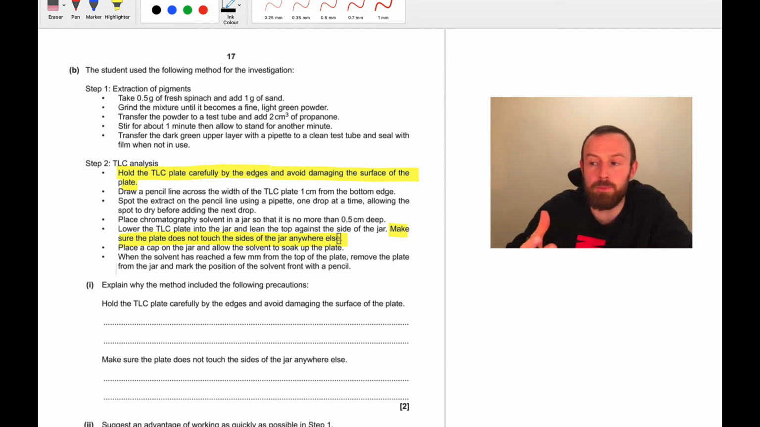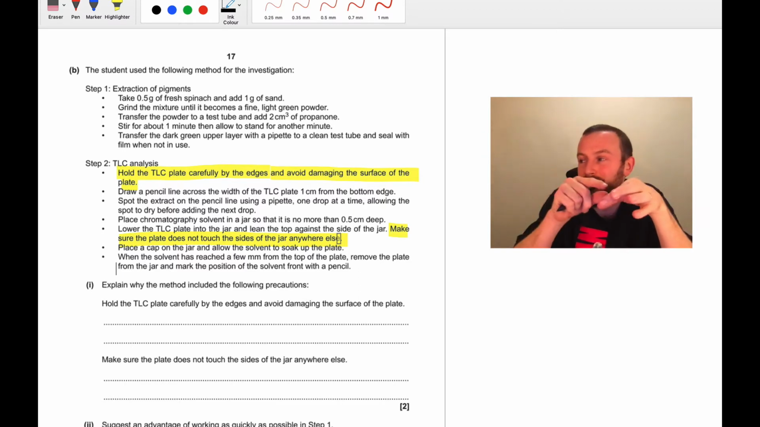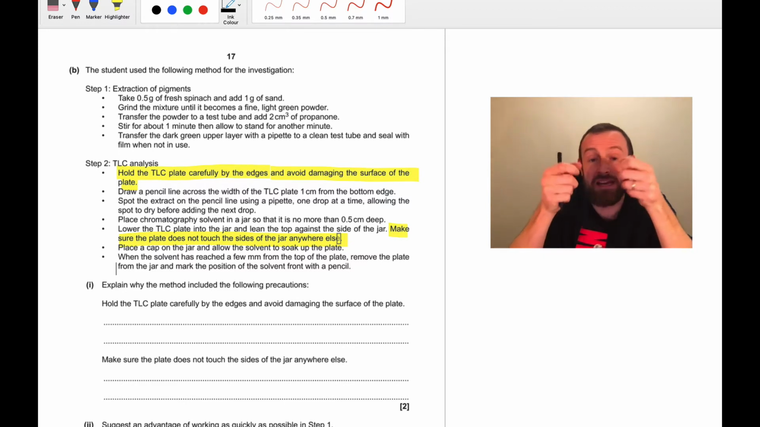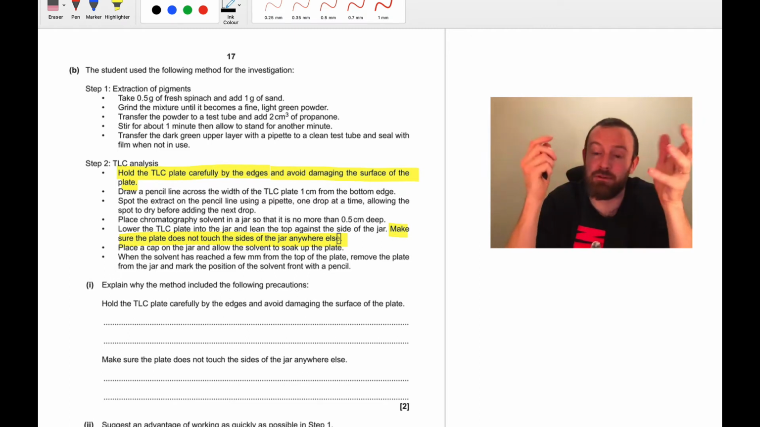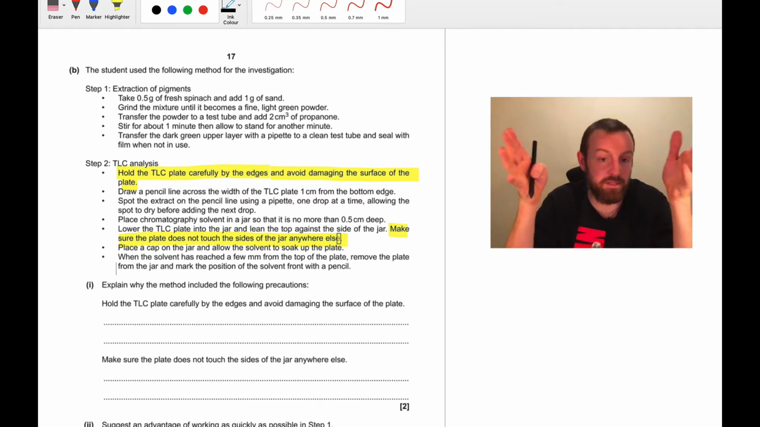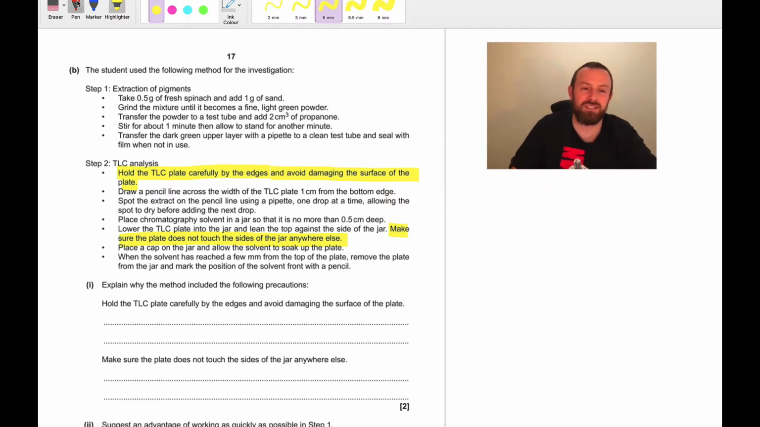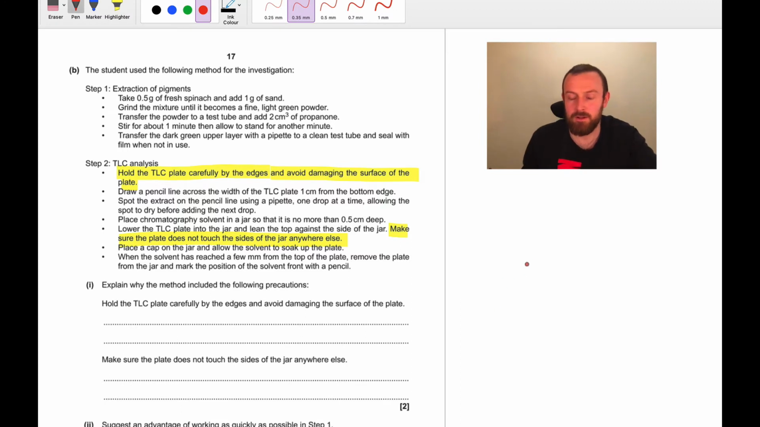First of all, if you damage the plate, then you might affect the movement of the pigment up the plate. If you've done this actual practical, the plate is like a plasticky plate, and then you have this layer of, I think it's silica dust or something on the plate, which has been squished onto it, and it really easily flakes off. So if you damage the plate, you affect the movement of the pigments. That's the answer. Now, if the plate touches the side of the jar, this is a little bit weird. So imagine here's the piece of paper, and it's leaning against the side of the jar.